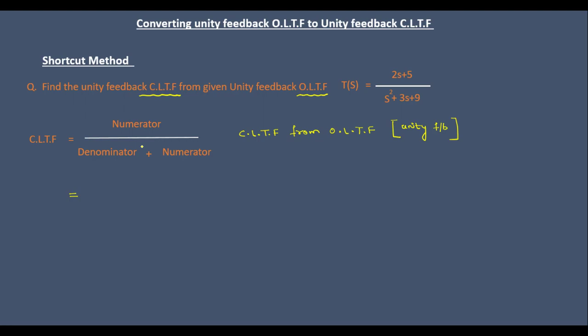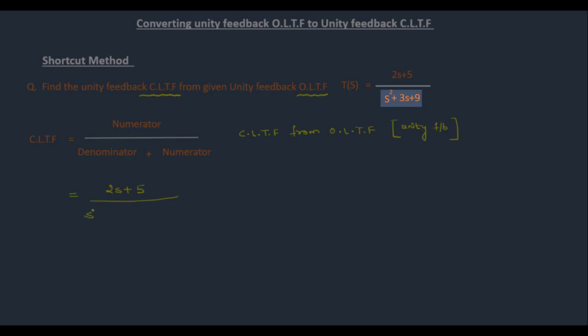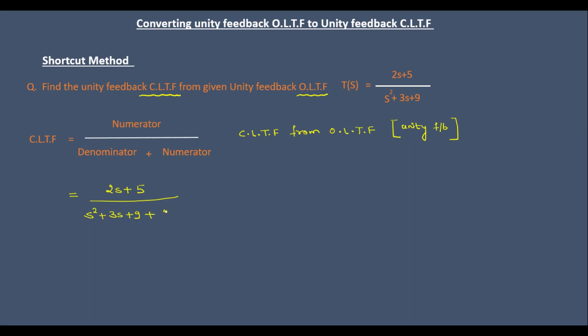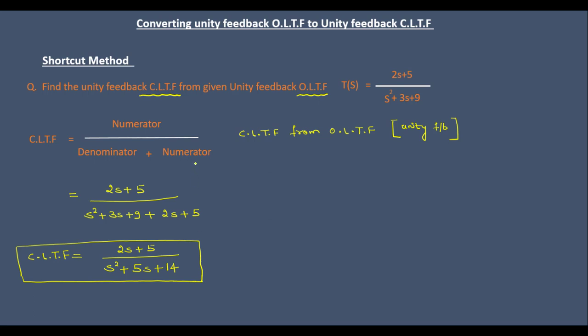I will get the numerator, which is 2s plus 5, upon the denominator, which is s square plus 3s plus 9, plus the numerator, which is again 2s plus 5. So you can solve this, it is 2s plus 5 upon s square plus 3s plus 2s, I will get 5s, plus 9 plus 5, I will get 14. So the unity feedback closed loop transfer function is nothing but 2s plus 5 upon s square plus 5s plus 14. So by using this formula, within a few seconds you can convert an open loop transfer function to a closed loop transfer function for a negative unity feedback.